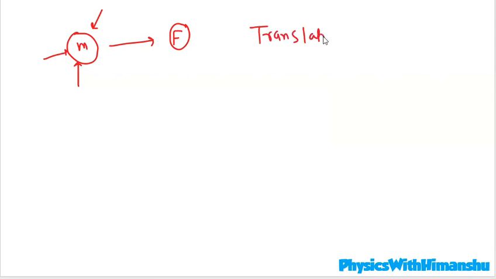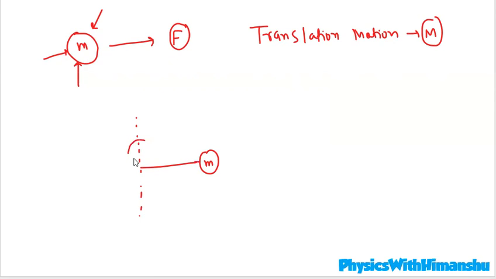Okay, so if you try to push a body, suppose I apply a force F, then the acceleration of this body will depend on its mass, because more the mass, more will be the inertia. So for translation motion, the inertia only depends on mass. But suppose that this is an axis and this is a rod and a mass m is attached like this. Suppose I want to rotate this.